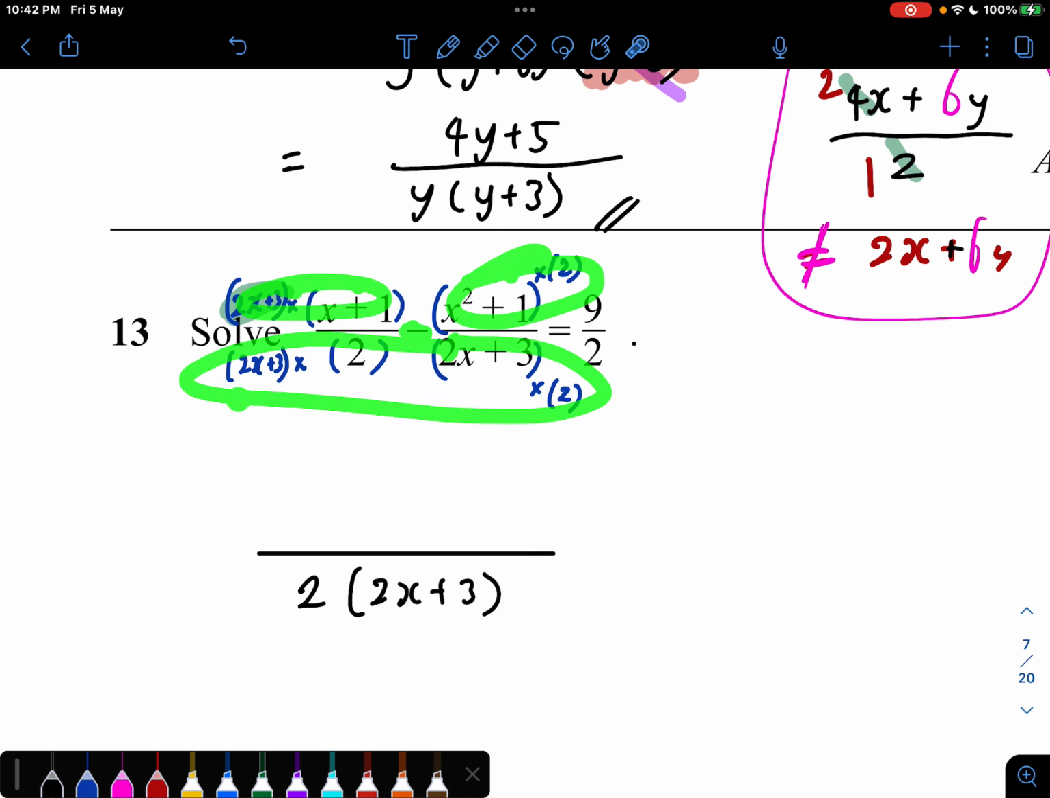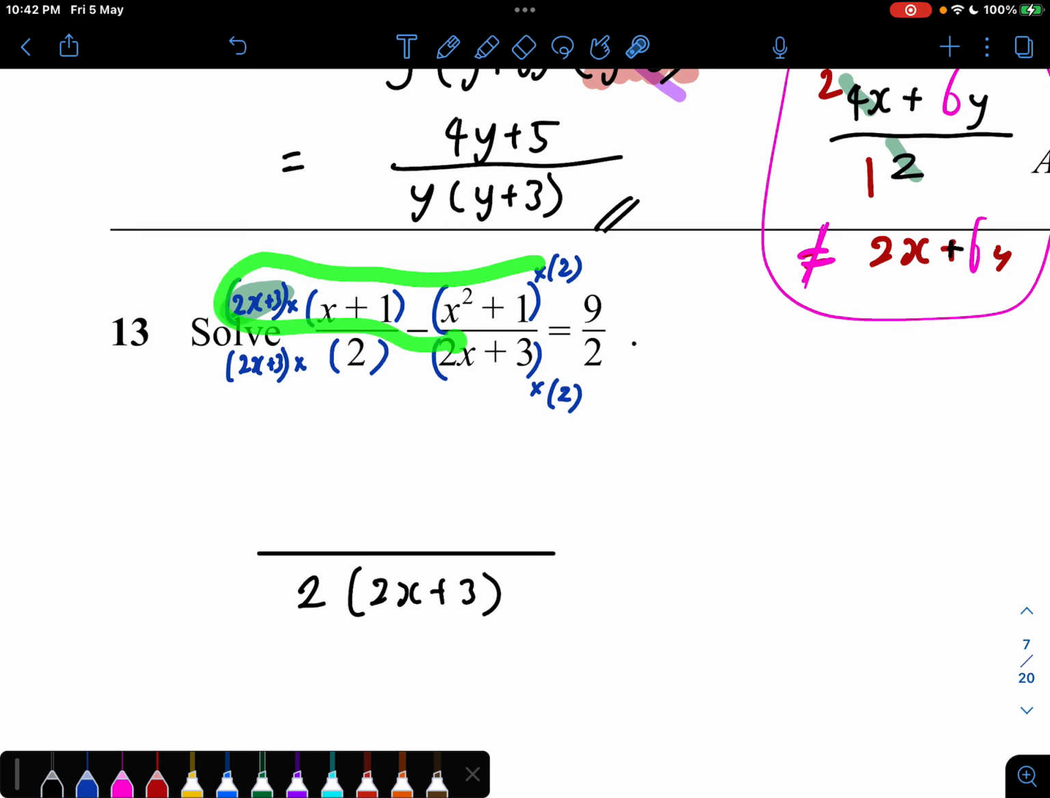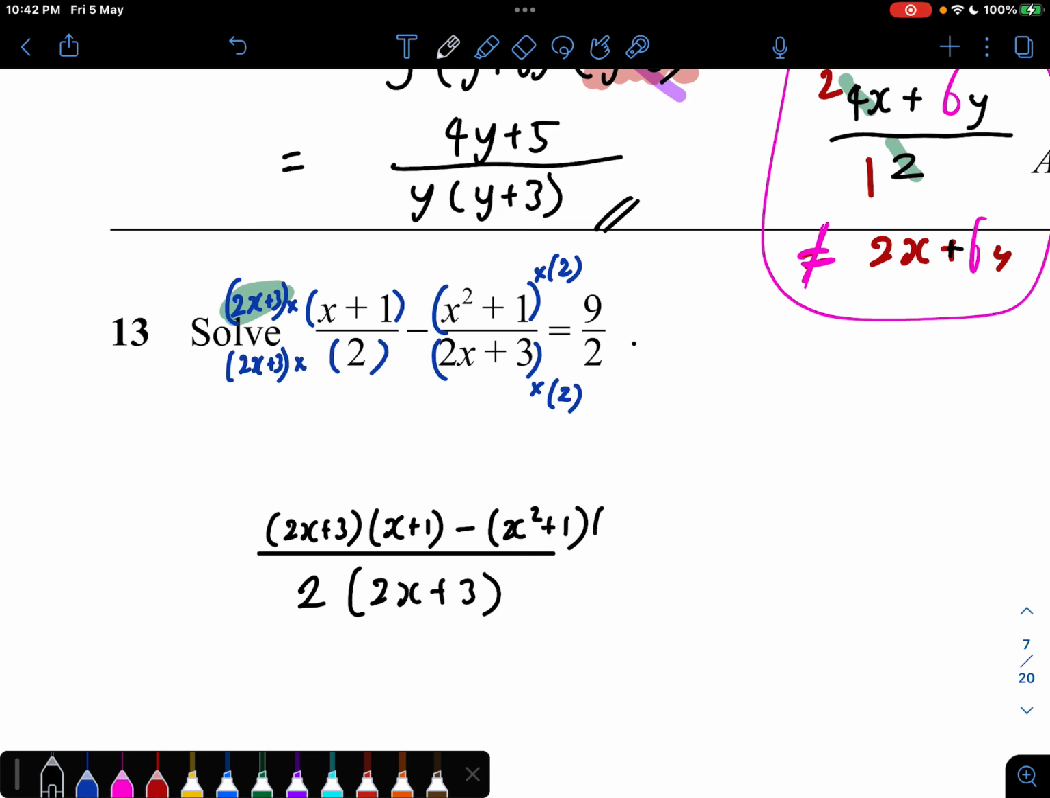Okay, now, after you multiply, you get this guy minus that guy, and the denominators are the same. So you don't have to write the denominator 2 times, just write it one single time, and the numerator, you just copy down this whole chunk, which is the first guy, minus, just copy exactly the second guy, okay? Equals 9 over 2. Good.